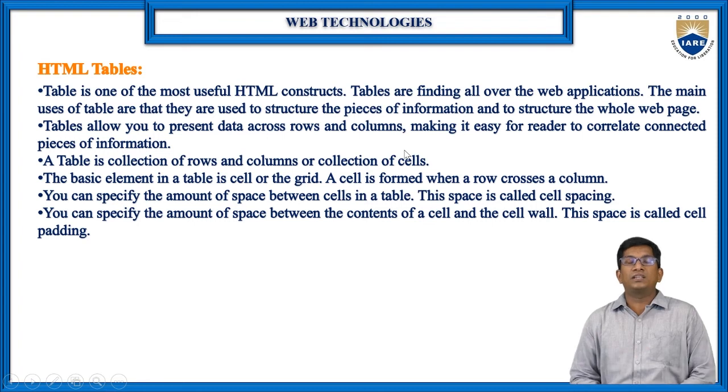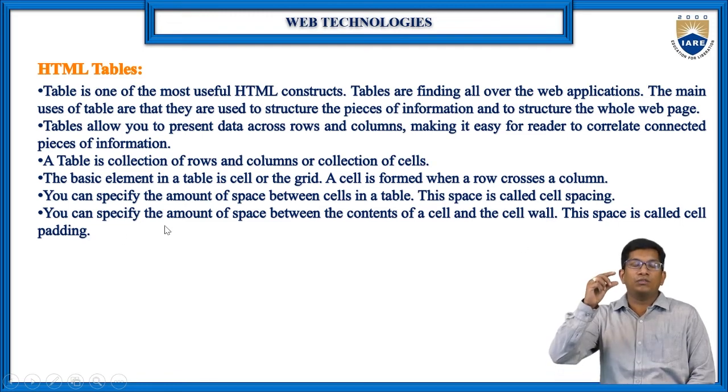So when we say table, everything is displayed in the form of rows and columns, and each data we display in a cell. The basic element in a table is the cell or the grid. A cell is formed when a row crosses a column. You can specify the amount of space between cells in a table. This space is called cell spacing. You can specify it by using the cellspacing attribute that we'll discuss. You can also specify the amount of space between the contents of a cell and the cell wall. This space is called cell padding. So from the border to the cell, if you want to give space, then you have to use cell padding.